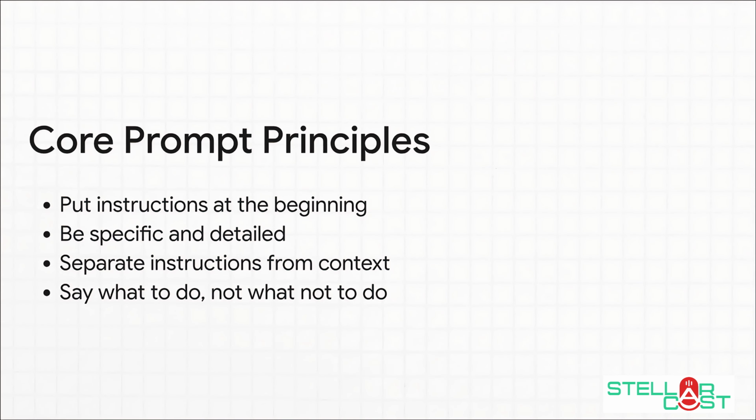Third, use separators, like these triple hashtags, to create a clear fence between your instructions and any context or data you're feeding it. And this last one is so important. Tell the model what you want it to do, not what you want it to avoid. Giving it a positive, clear target to aim for is always better than just listing restrictions.